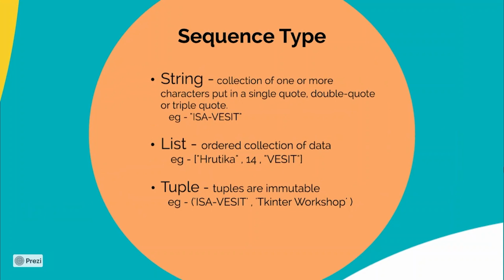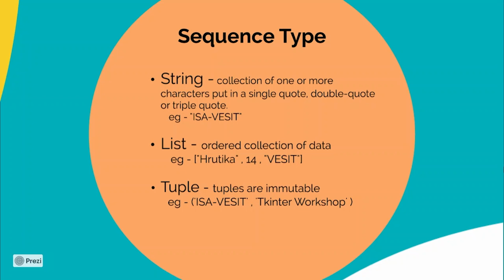In Python, sequence is the ordered collection of similar or different data types. So sequences allow to store multiple values in an organized and efficient fashion. We have 3 different sequence types in Python: string, list and tuple.